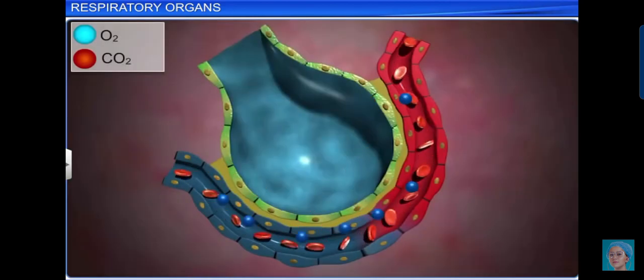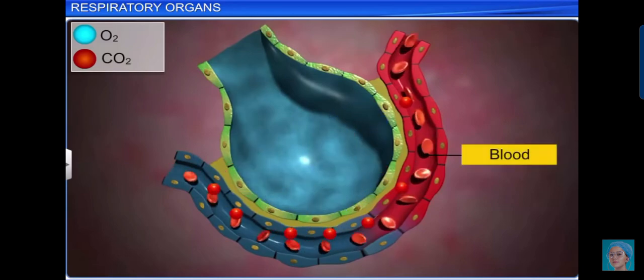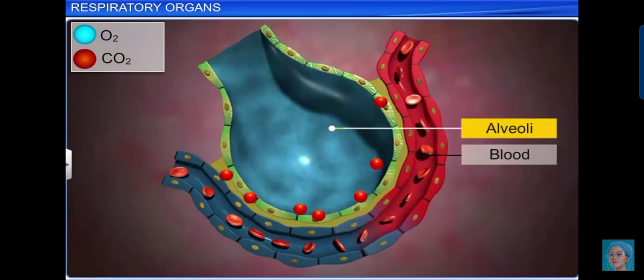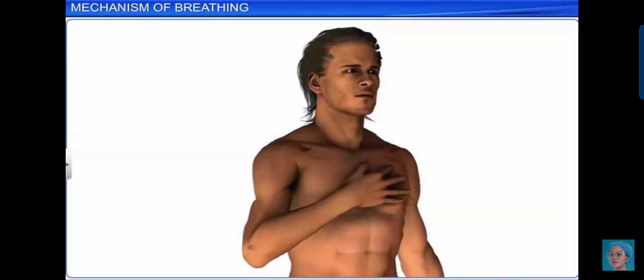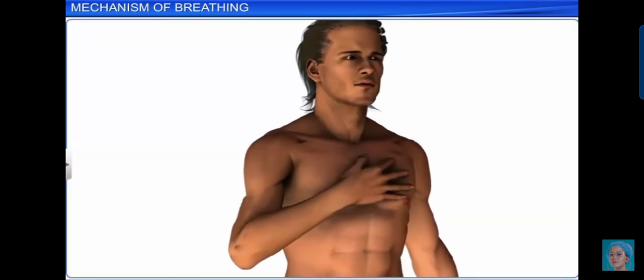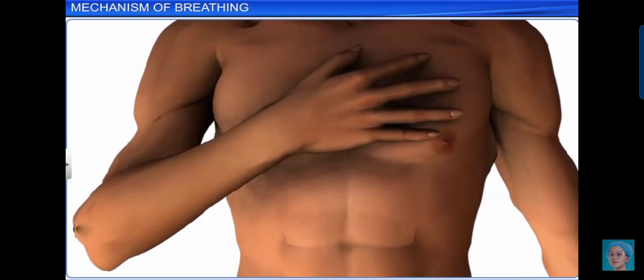The actual diffusion of oxygen and carbon dioxide between blood and atmospheric air takes place in the alveoli of the respiratory part. Observe your breath. Your chest expands every time you breathe in and contracts every time you breathe out.